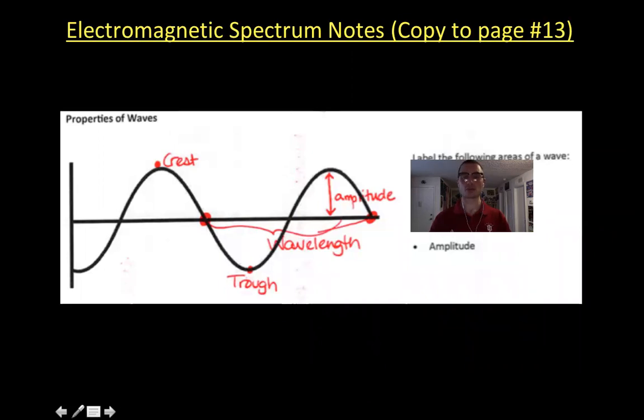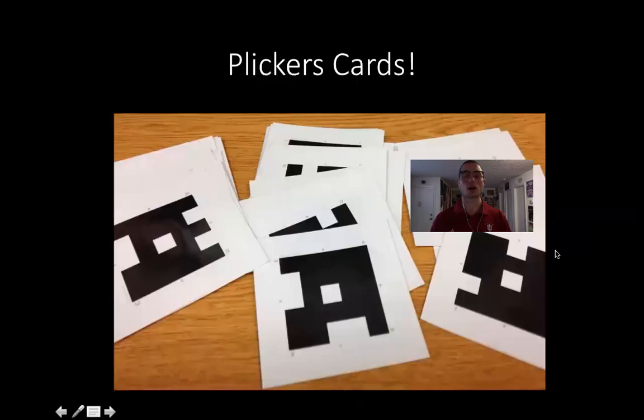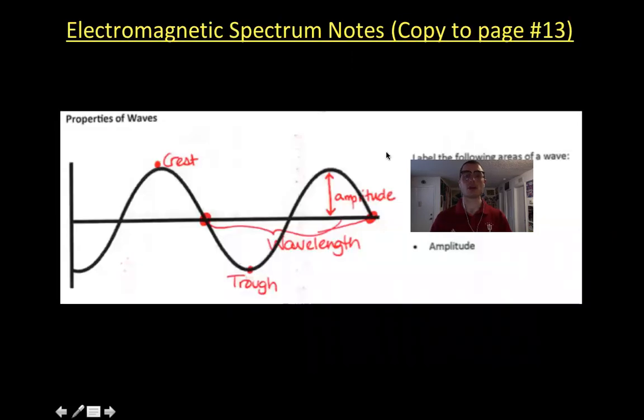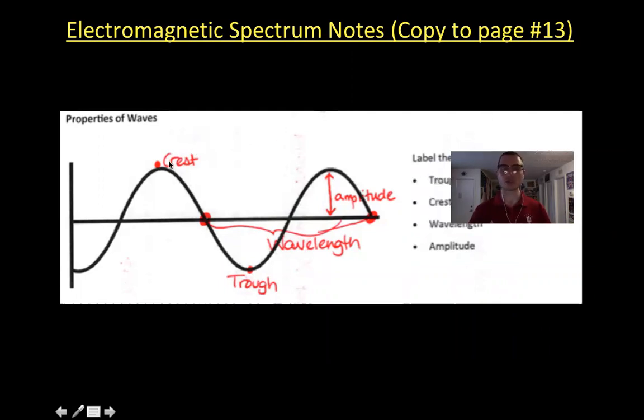You guys probably remember this from physical science or chemistry before. Whoa, I'm getting ahead of myself. All right, and here we have a typical wavelength. We've got to know the different parts of it, right? So the crest is the highest point of a wave, okay? The trough is going to be the lowest point of the wave.